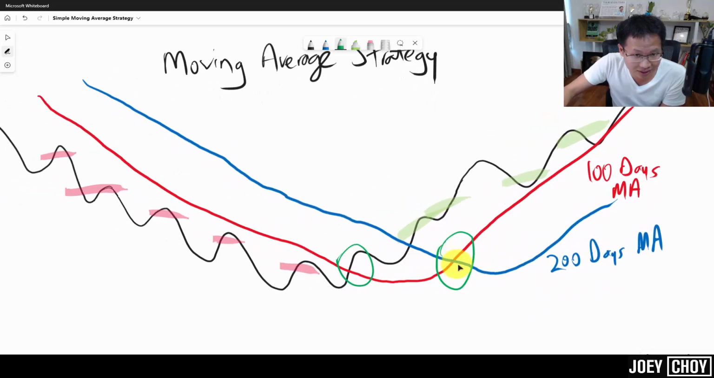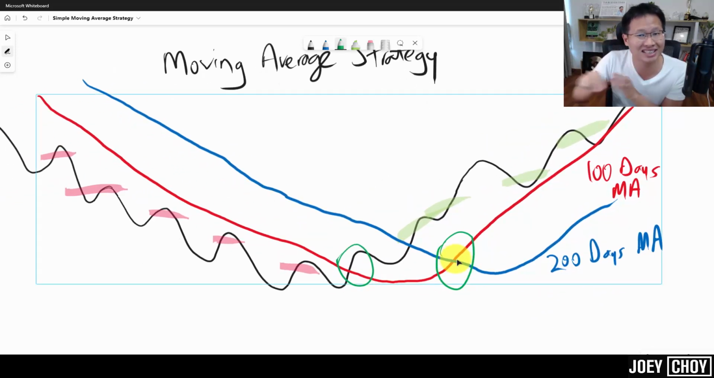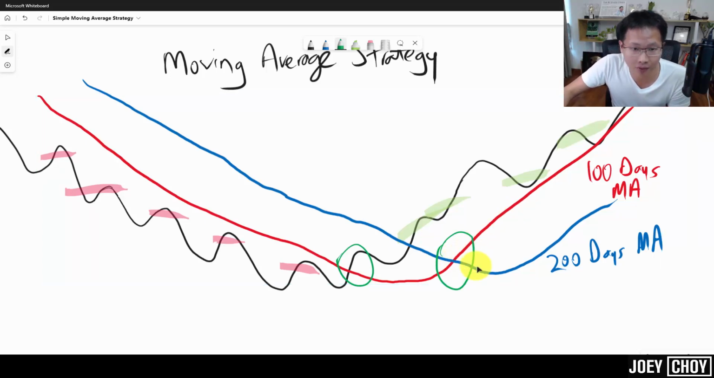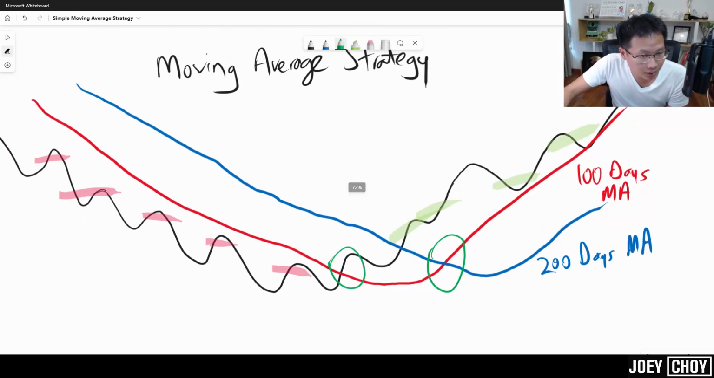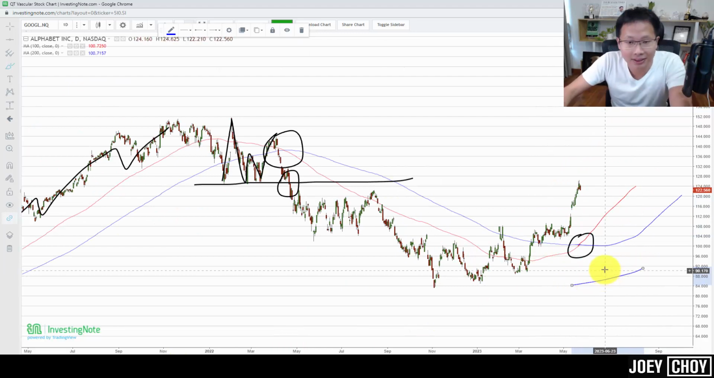So right now we are just here. All right, so the red line has just crossed above the blue line, the 200 days moving average, but we need more time to play out. And as long as the red goes up, the blue starts to flatten, eventually point up as well, like what I projected, then great.